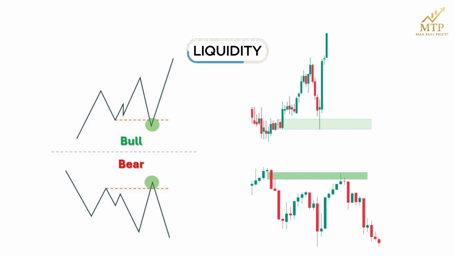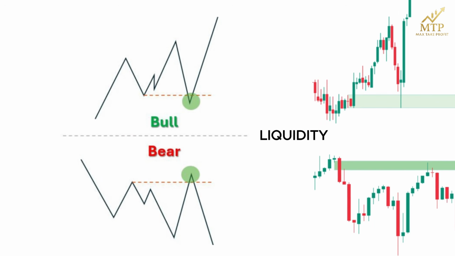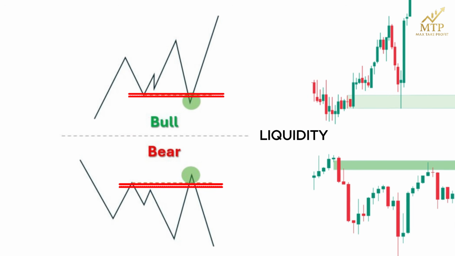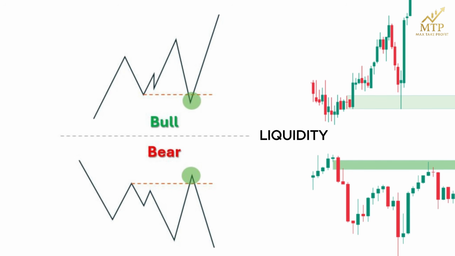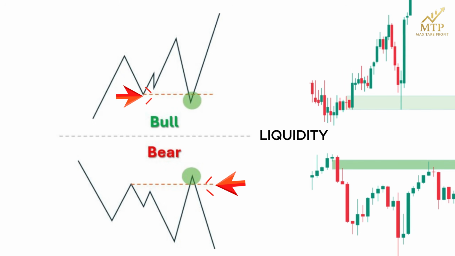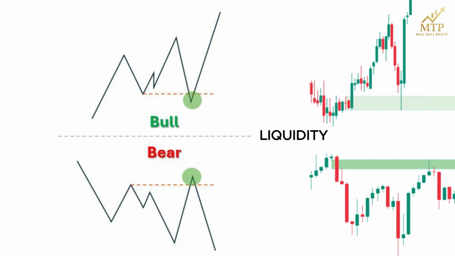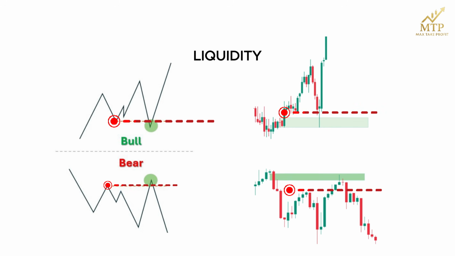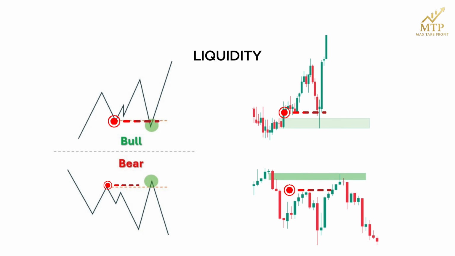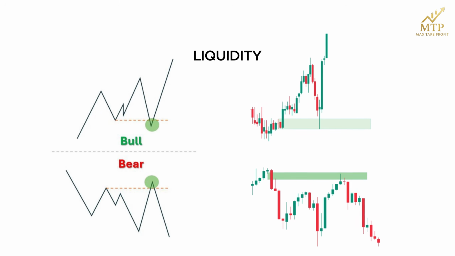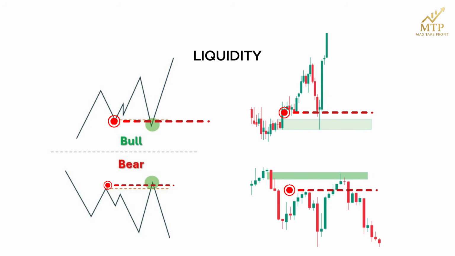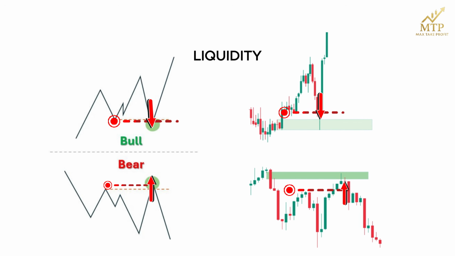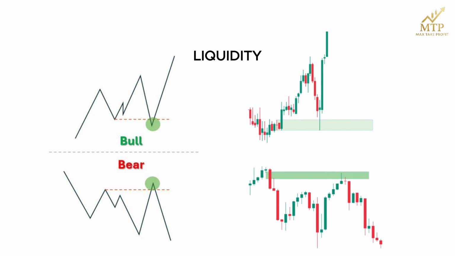What is liquidity? In simple terms, liquidity is the pool of orders sitting in the market. It's made up of all the stop losses, pending orders, and breakout trades that traders place. So every time a trader puts a stop loss above a high or below a low, they're actually adding liquidity to the market. And guess what? The institutions know that. They know where most traders place their stops. So instead of just entering randomly, they manipulate price toward those zones to grab that liquidity before moving in the real direction.